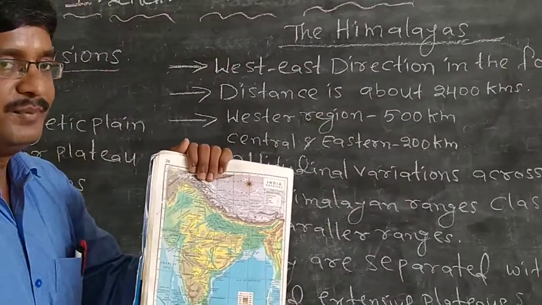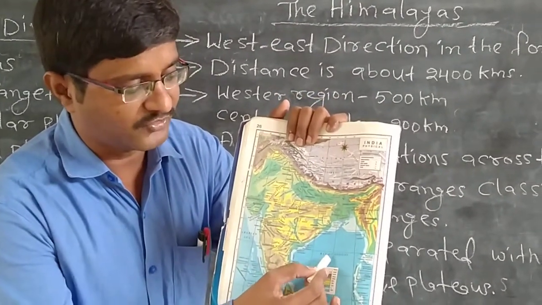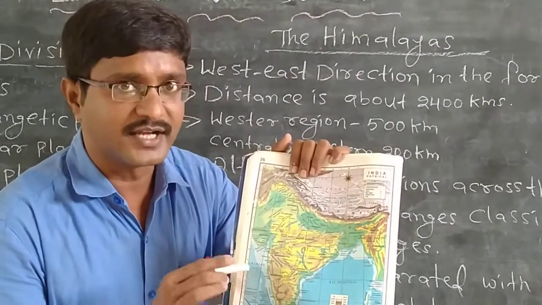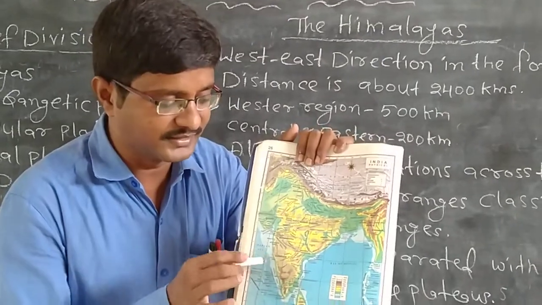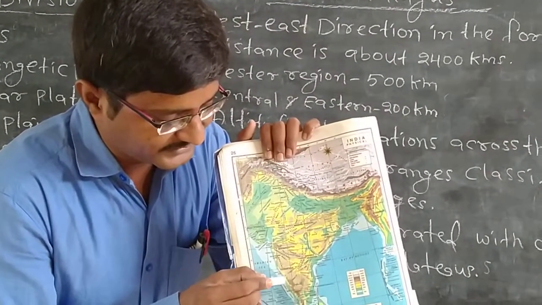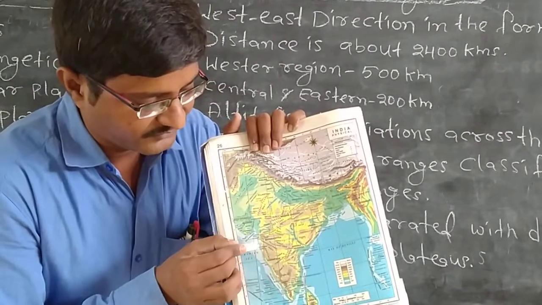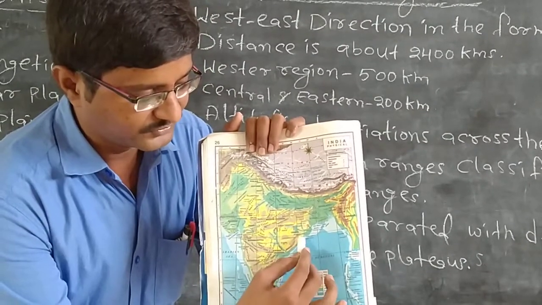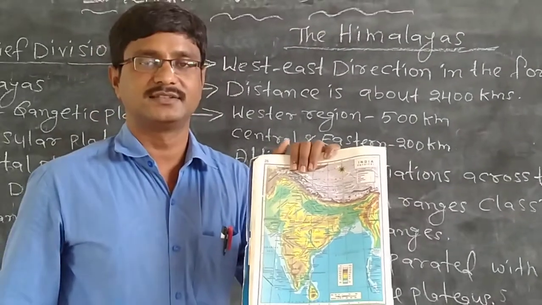And the fourth one is the coastal plains. See, where is the coast? Here is the Bay of Bengal, here is the Arabian Sea. This region is the coastal region. On a map, plains are always shown in green color. Along the coast there is a green region. This is the western coastal plain, and on the east side, the eastern coastal plain. Both are called coastal plains.